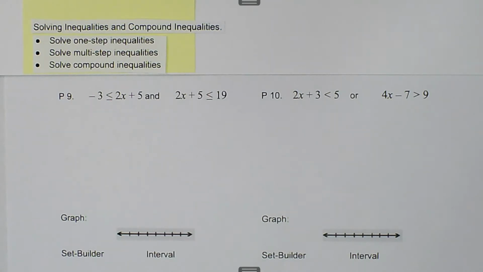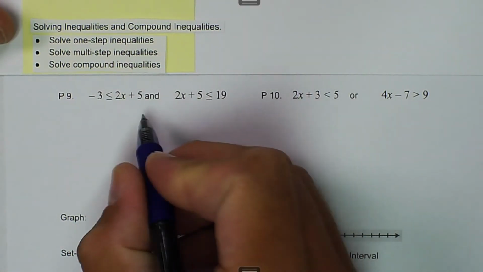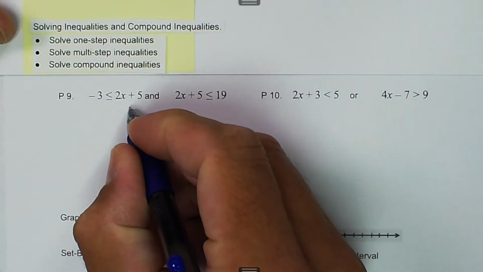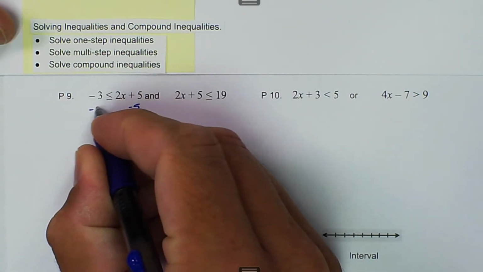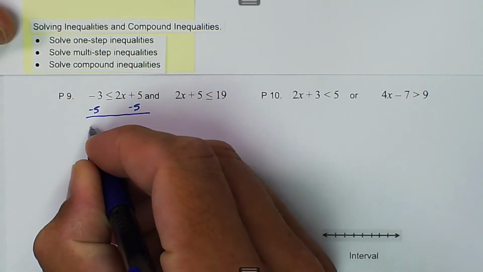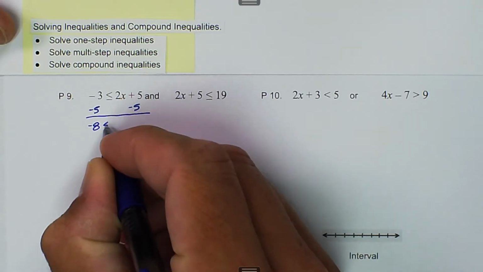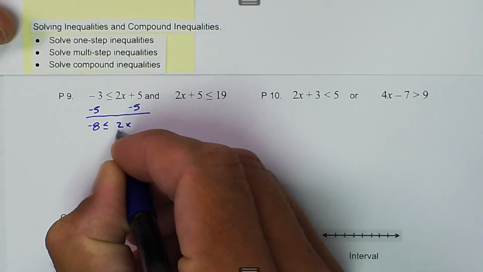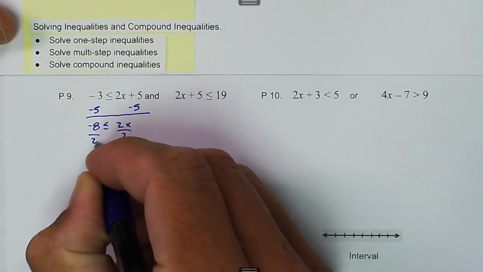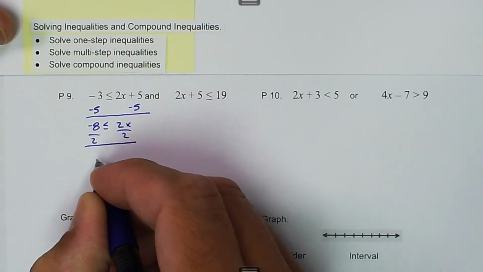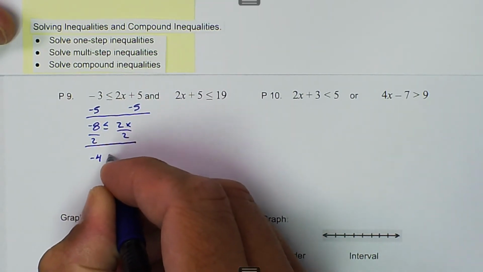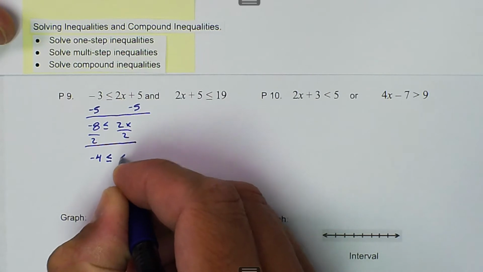So we can go ahead and we can solve this. We can solve both of these separately. So the first thing we do is we subtract 5 from both sides, and we get negative 8 is less than or equal to 2x. Then we can divide by 2, and then we get negative 4 is less than or equal to x.